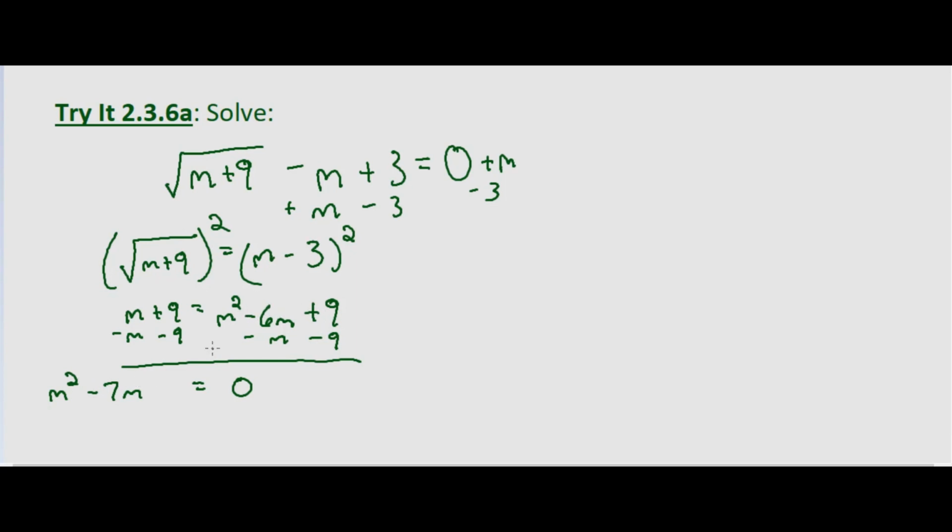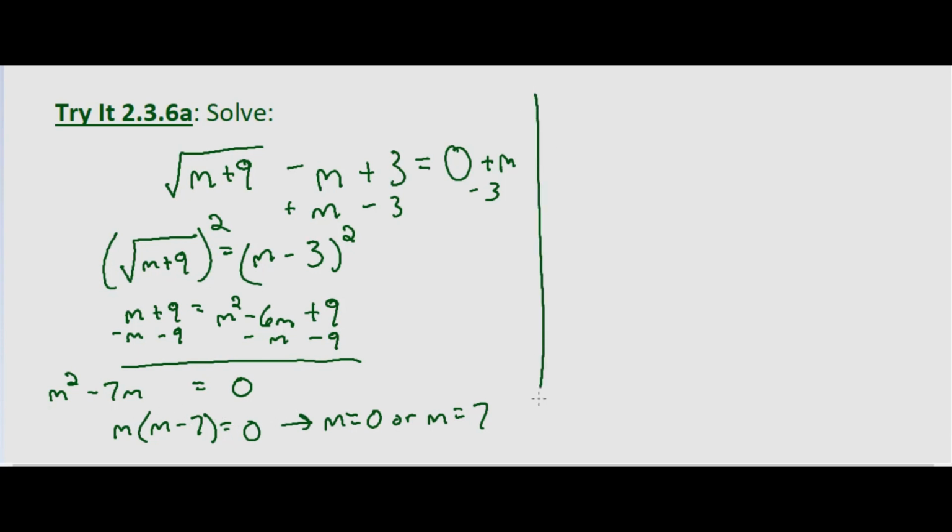So it's m squared minus 7m, which means we can factor out an m. So m times m minus 7 equals 0, which gives us m equals 0 or m equals 7, because m minus 7 equals 0. One of them has to equal 0. So let's check our solutions.